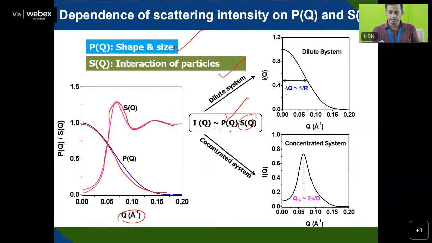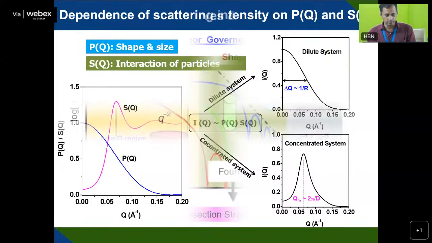So here I(Q) varies like this with respect to Q, and then you will get I(Q) equal to 1 by Q here. In the case of a concentrated system, S(Q) is dominant, so you'll get this peak here. You can see this type of peak, where you have 2 pi by d, and you get this type of S(Q) dependence. So P(Q) dependence is for a dilute system, and S(Q) dependence is for a concentrated system, as I told.